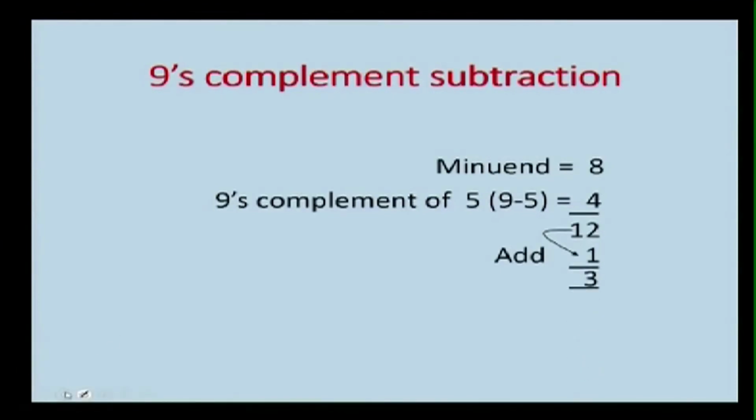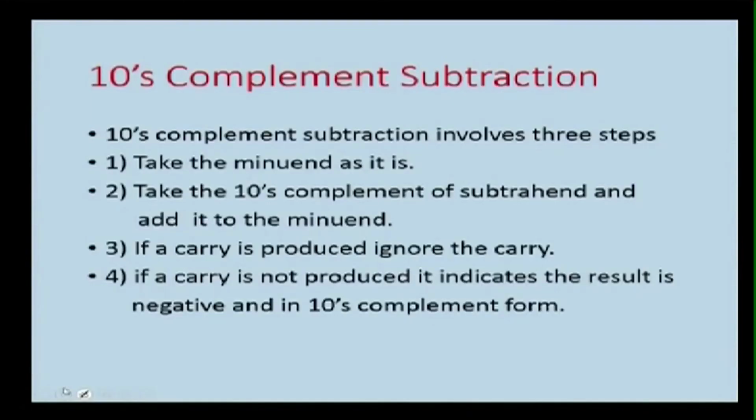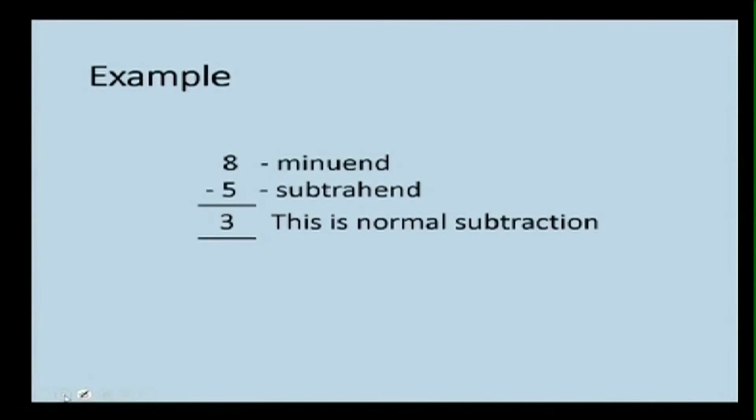Okay. So, now we will go to the next one, that is 10's complement, where we take the minuend as it is, and now we have to take the 10's complement of the subtrahend and add it with the minuend. If we get a carry, that carry should be ignored here. Like in 2's complement method, here again the carry should be ignored, and if there is no carry, then again the answer will be negative and it will be in the 10's complement form. So, let us take up an example now to understand this better.